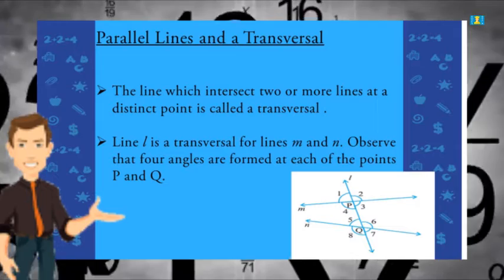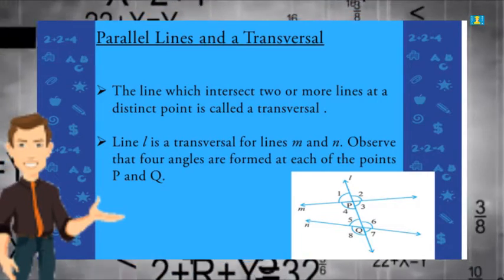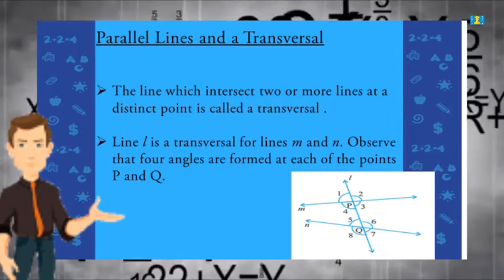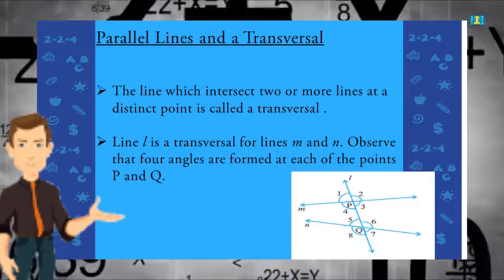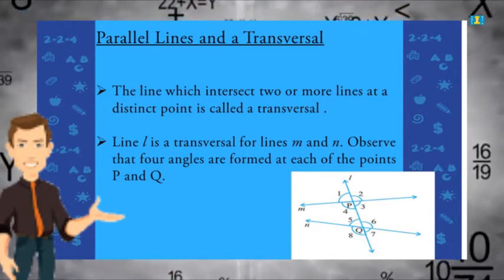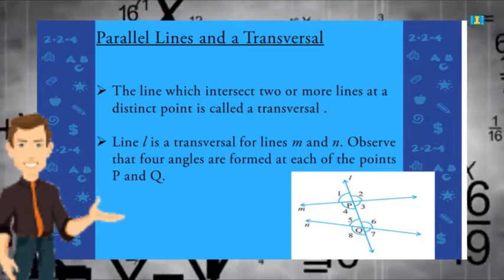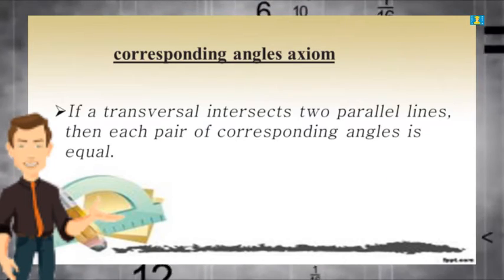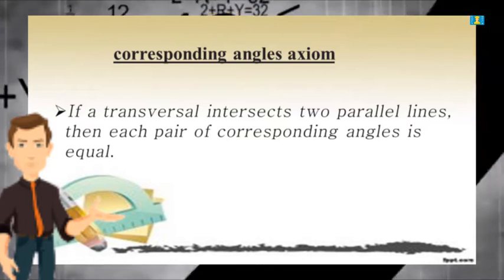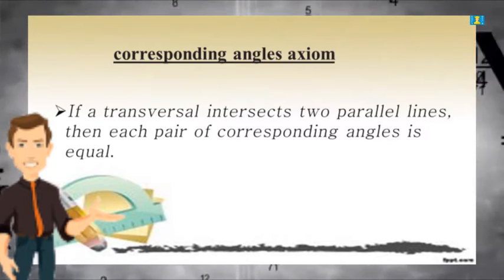Parallel lines and a transversal. The line which intersects two or more lines at distinct points is called a transversal. Here is a figure. From the figure, line L is a transversal for lines M and N. Observe that four angles are formed at each of the points P and Q. Then, the corresponding angles axiom: if a transversal intersects two parallel lines, then each pair of corresponding angles is equal.